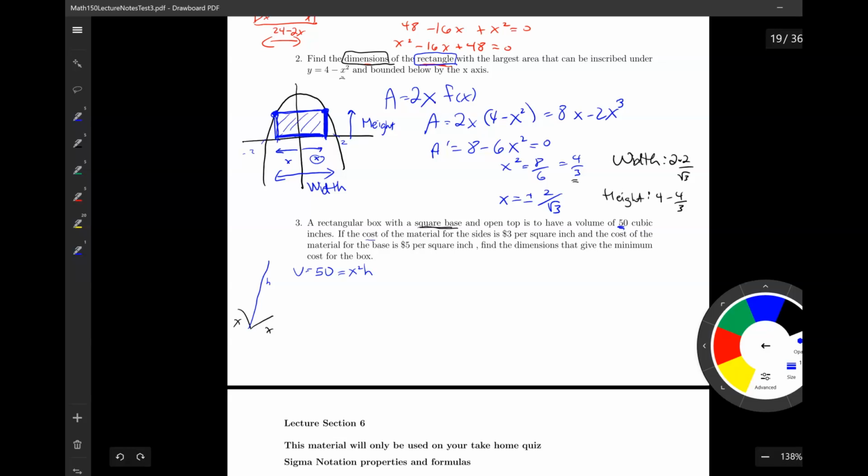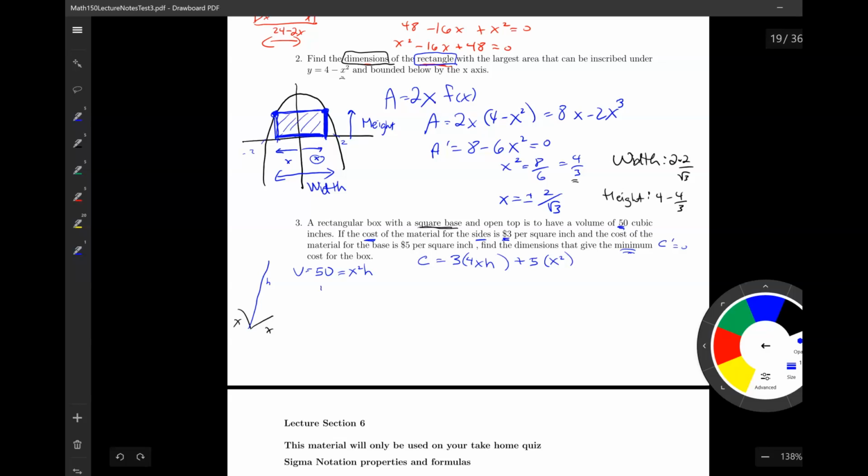All right, so the cost of the material, that's what I want to minimize. So cost is going to be what I'm going to take the derivative of and set equal to 0 after I finish everything off. All right, so let's talk about the cost for the sides. The cost for the sides is $3 per square inch. So $3 times the area of all of the sides. So I have 4 sides of area xh. So that's $3 times the area of the sides, plus the cost for the bottom is $5, and the area of the bottom is x squared.